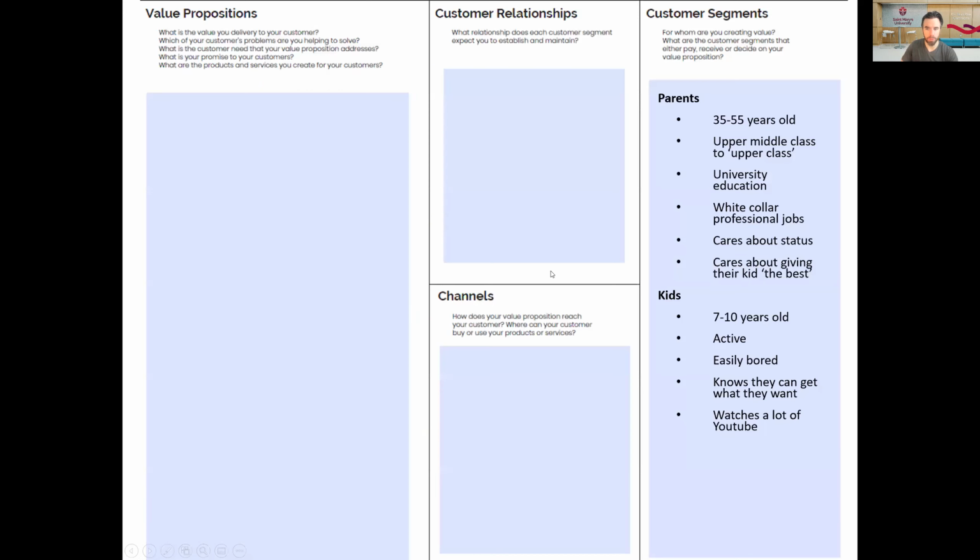So again, I'm going to take this information, I'm going to put it back into the customer segment block. There's lots more space there. I could have done this for an hour and really detailed it out, but I think you get the point. This is how I would describe the customer segments.